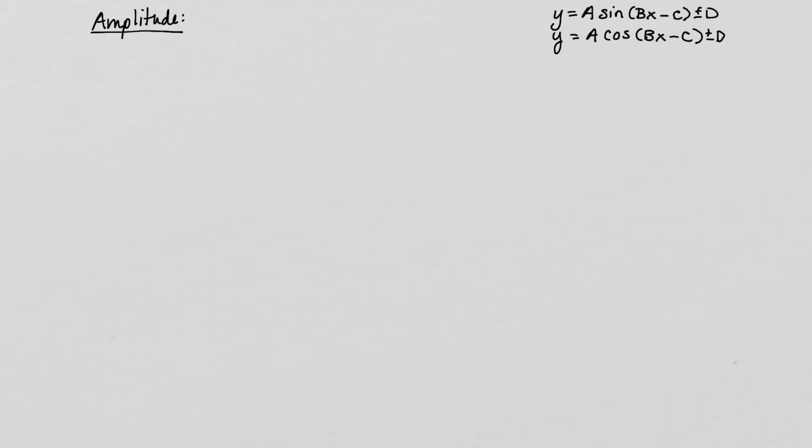So the first one. Again, I'm going to put up here in the corner, we're looking at y equals a sine bx minus c plus or minus d, or y equals a cosine bx minus c plus or minus d. So the first thing we're going to look at is what's called the amplitude. The amplitude is going to be the vertical scaling factor.